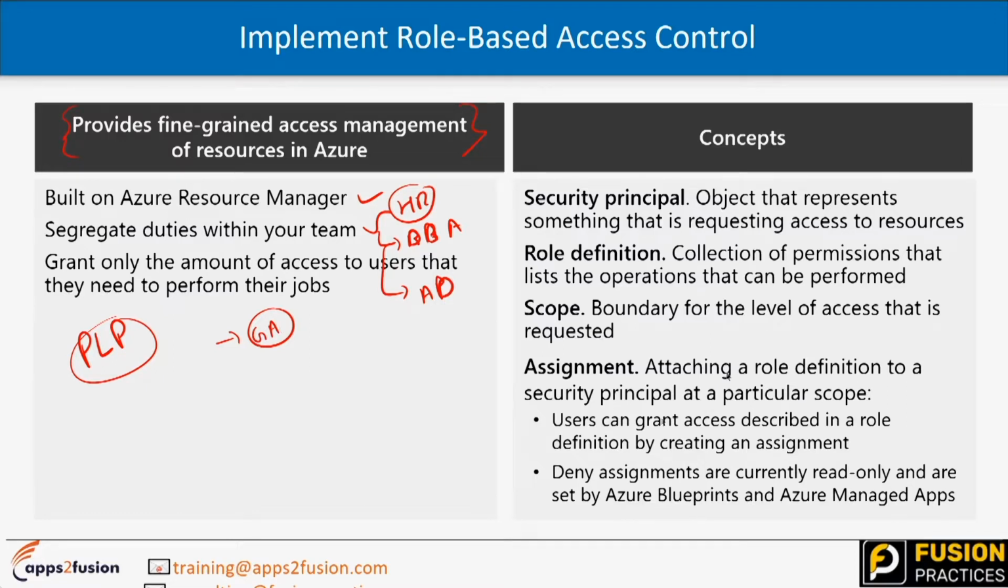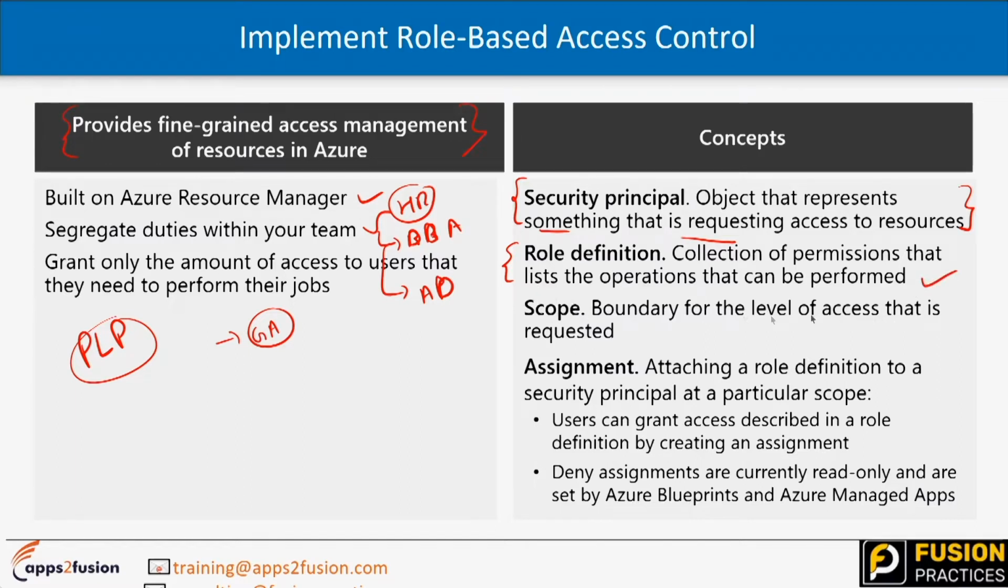You have different concepts that you need to understand when you're talking about RBAC. The first concept is called the security principal. It is any object that represents something that is requesting access to a resource. It can be a user, a group, a service account, or anything which is currently requesting access to a resource. Then you have the role definition. A role definition is nothing but a bundle of permissions. You group multiple permissions together and create a role definition. It lists the operations that can be performed.